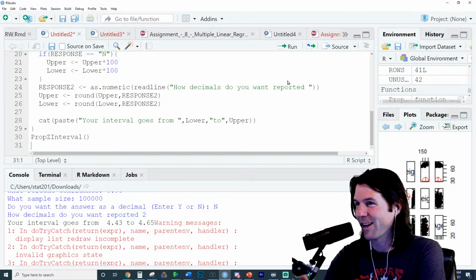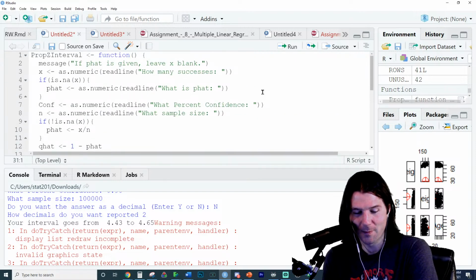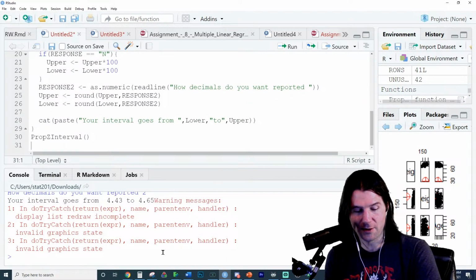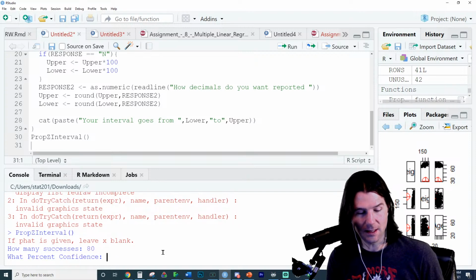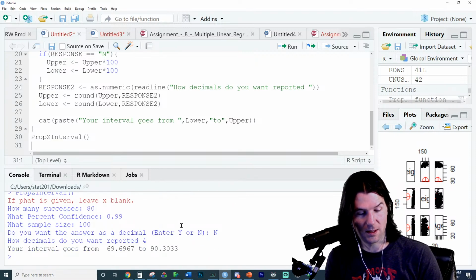Oh, craziness. But I really think what's important right here is the power of coding. I'm not trying to switch topics, I'm going to leave in a second. But I really like how you can just enter in your answers. How many successes? 80. What percent confidence? 99. Sample size 100. Do you want your answer as a decimal? No. How many decimals? 4 decimals. And then it gives you the answer.